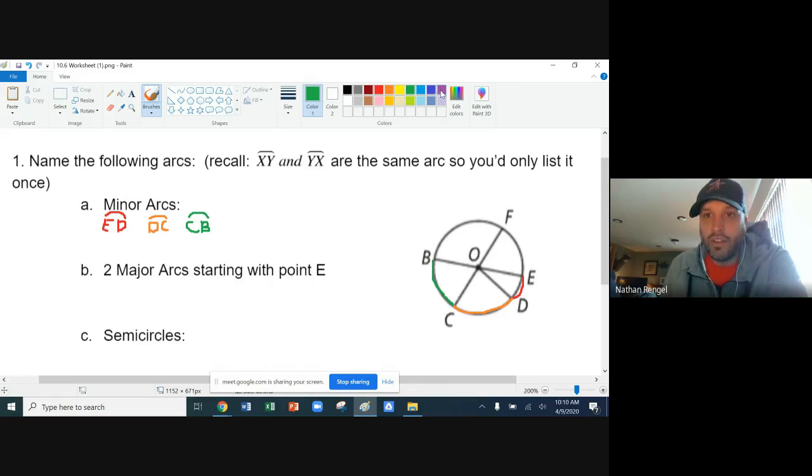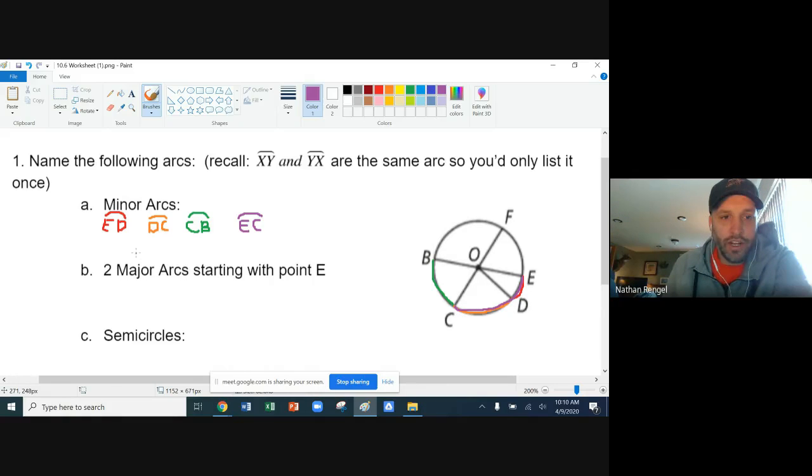And technically within this semicircle I'm working with, I do have other minor arcs like EC right here. That would also be considered a minor arc. So you kind of get the idea. I could go B to F, F to E. Those are some other minor arcs that you could label.